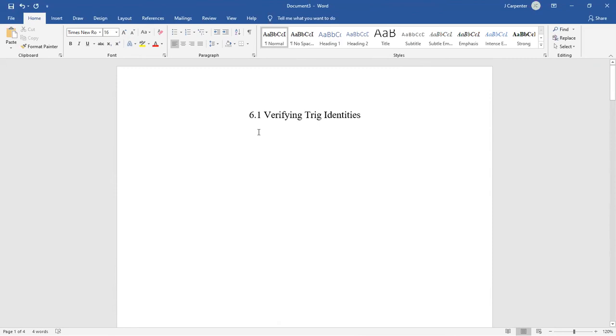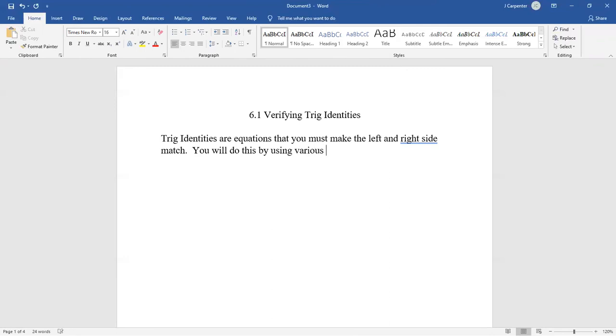So verifying trig identities. Trig identities are equations where you must make the left and right side match. You will do this by using various trig properties seen in the last chapter. An identity is only verified once the sides match.